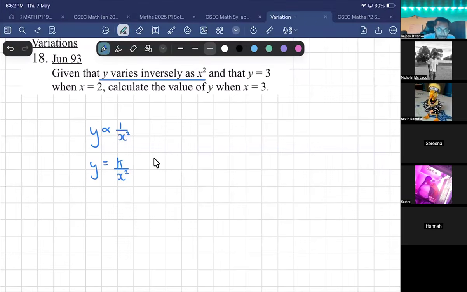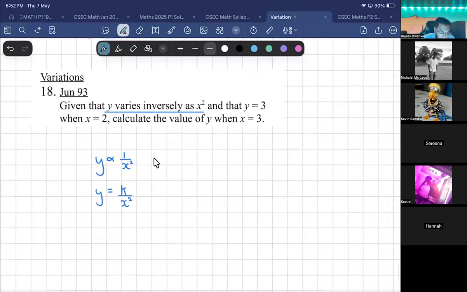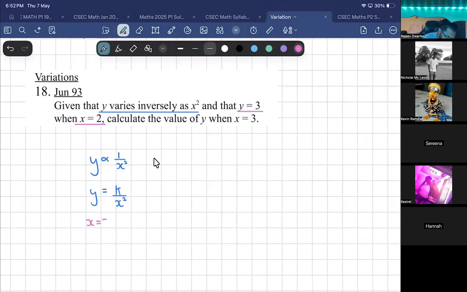So y is equal to k over x squared. Now we need to find k. To find k, we're looking for a pair of information that would satisfy the condition. Hannah, do you see any pieces of information here we could use to find k? So y is equal to 3 when x is equal to 2. Good. And so x is equal to 2 and y is equal to 3. What am I going to do with that information?